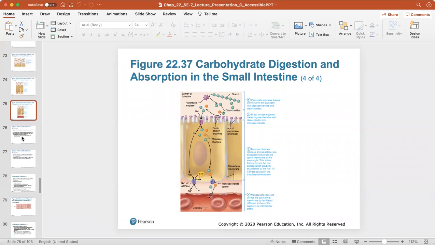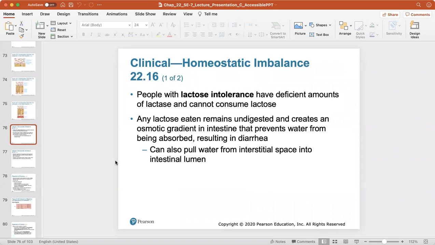People with a lactose intolerance have a deficient amount of lactase and cannot consume lactose. Any lactose eaten remains undigested and can create an osmotic gradient in the intestine. What that does is it will prevent water from being absorbed, resulting in diarrhea. It can also pull water from the interstitial space back into the intestinal lumen. So basically, people with lactose intolerance aren't able to absorb water, so they just get rid of the water through diarrhea.